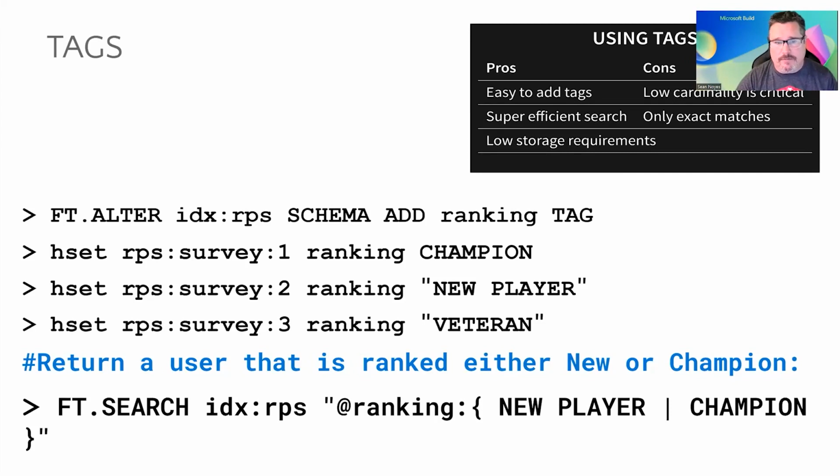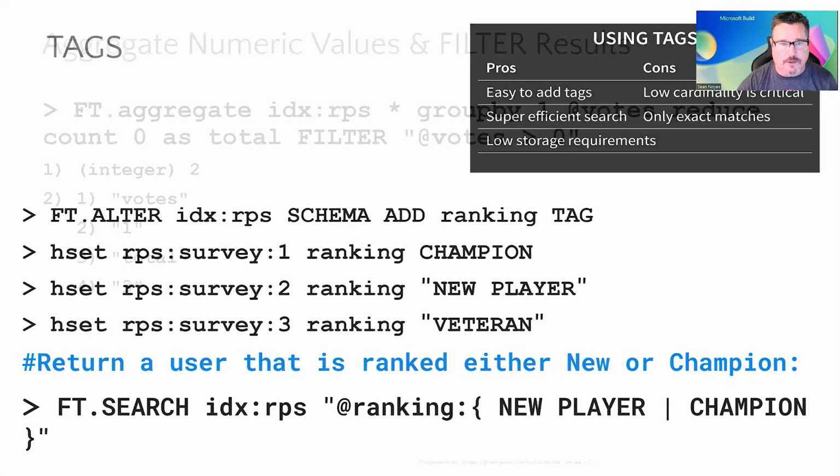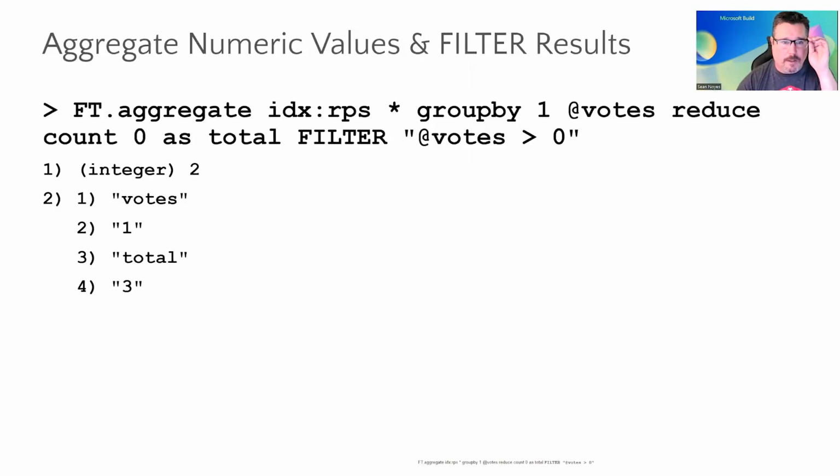Tags are another element of Redis Search. They only support exact matching. So I would think of that as something you would use for an enumerated type or something that's a constant of some kind, because of that only exact matching. But using tags, you get super efficient search times. So if you have the ability to do that, and you could constrain your searches using that tag value, it's a really great way of optimizing your search.